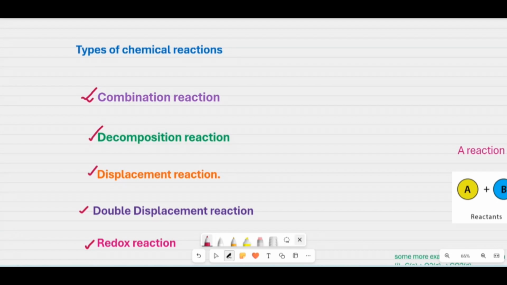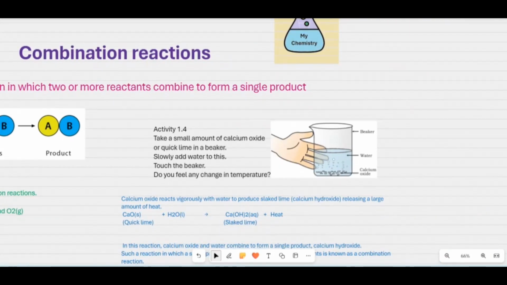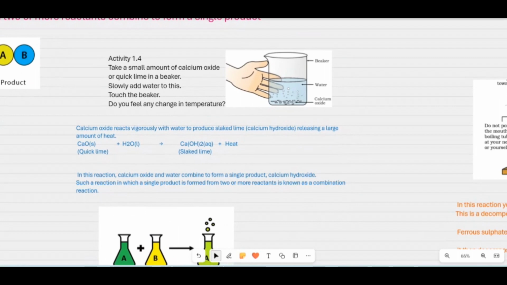Now let us discuss the first one, combination reactions. Before studying this combination reaction, we can see one activity. In this activity we take a small amount of calcium oxide. The formula is CaO, or it is otherwise called quicklime. You need to take this in a beaker. So this is a beaker where you have taken calcium oxide. Now you add water slowly to this.